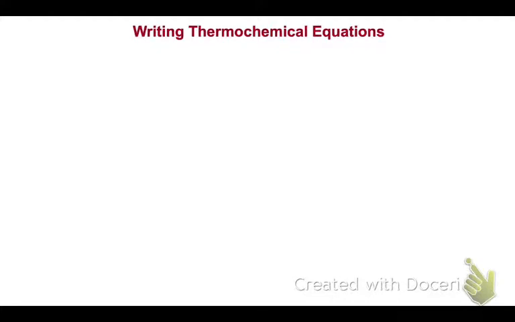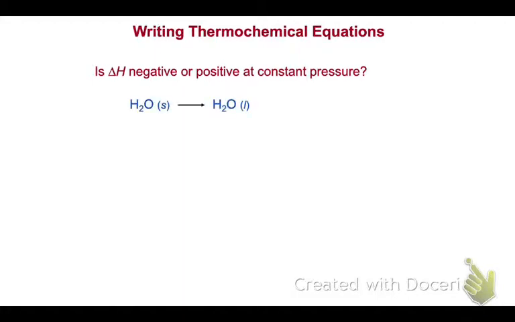Now, how do we write a thermochemical equation? Whether delta H is negative or positive at a constant pressure, that's a question that every chemist is interested in knowing about any given reaction. So here is a process. If I melt ice into liquid water, delta H is 6.01 kilojoules per mole. What does that mean to you?